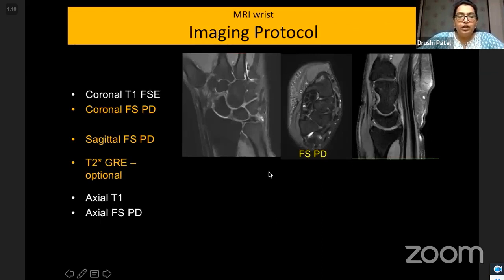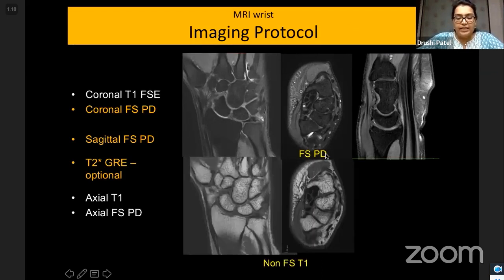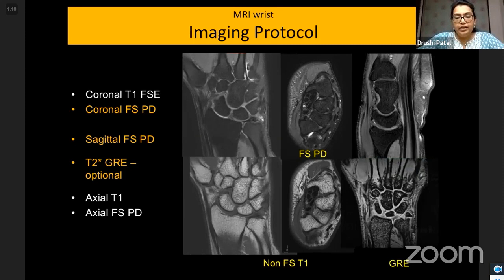Our usual protocol involves a fat suppressed PD in all three planes. Besides that, a non-fat suppressed T1 is obtained at least in one plane. If required, we obtain another one in the coronal plane, especially when we are looking for the bone pathologies. And an additional gradient image is obtained, especially when we are looking for cartilage abnormalities.